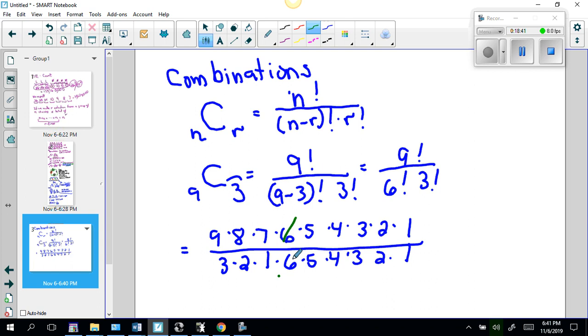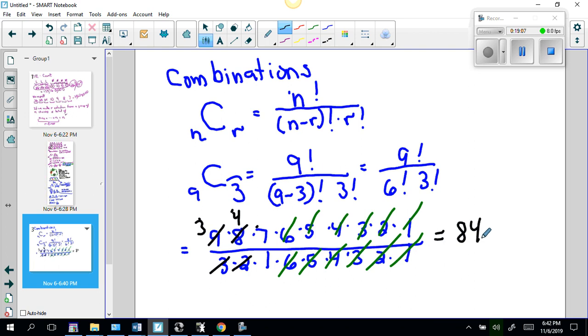And then you have the obvious cancel party that you can even go farther because 8 divided by 2 is 4. 9 divided by 3 is 3. And I'm left with 3 times 4 times 7. 12 times 7, 84.